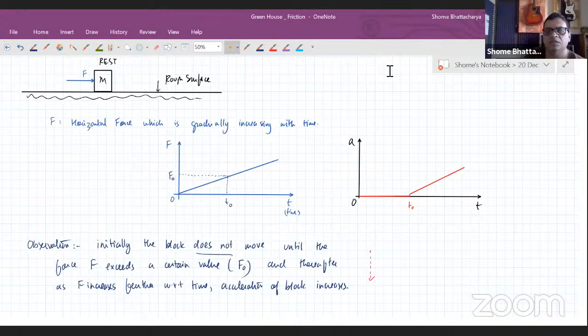No, no Smriti, this is not angle of inclination. This is the graph of time. Force is acting horizontally only. We are not applying the force at some angle. The force is acting horizontally only. This is force versus time, so it's showing the magnitude of the force is increasing with time. Acceleration remains 0 up to this time t naught, and then after that the acceleration also starts increasing with time.